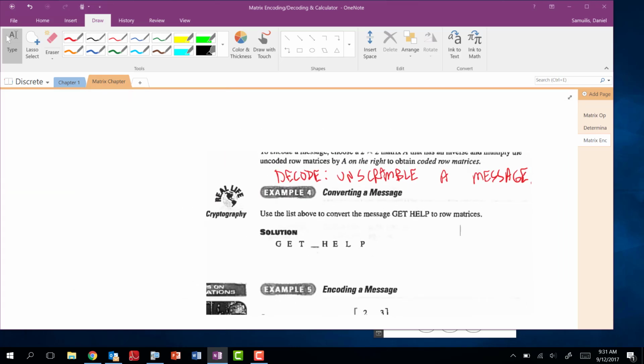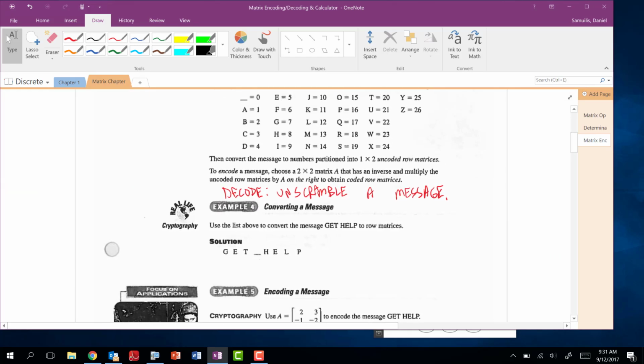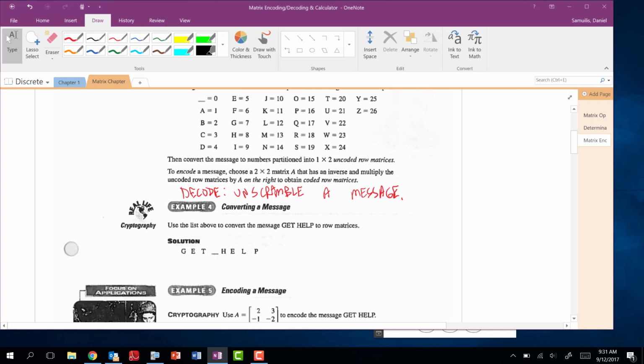So number one is we have to go to our coding of letters and actually code this message with the letters that correspond to it. So G is 7. I didn't get to what I was going to say there yet. Just give me a second. G is 7. E is 5.